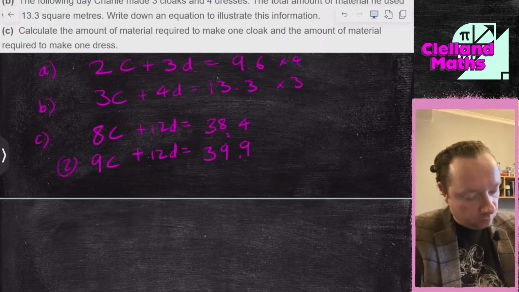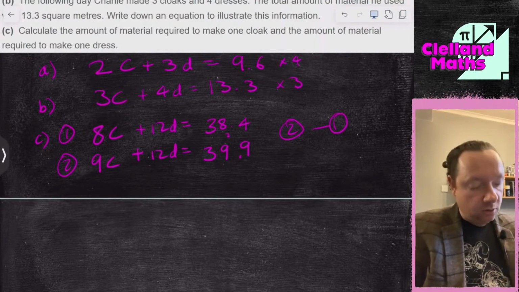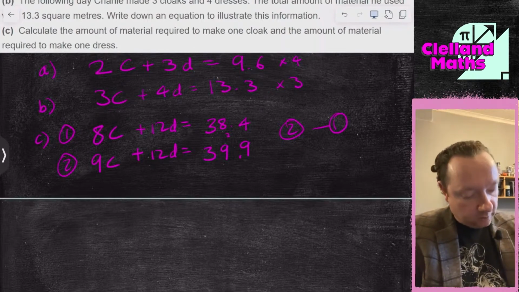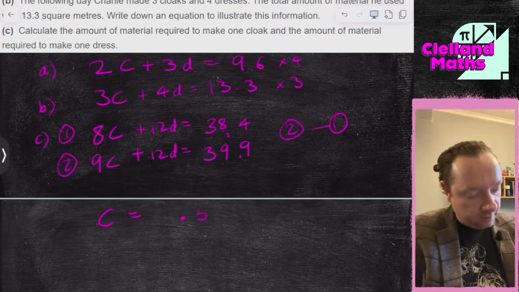So if I call that 2 and 1, we could do 2 take away 1 to get our equations because the signs are the same. 9 minus 1 is 8C. And then 39.9 minus 38.4. Well, 9 minus 4 is 5. 9 minus 8 is 1. And 3 minus 3 is 0. So we've worked out our C.